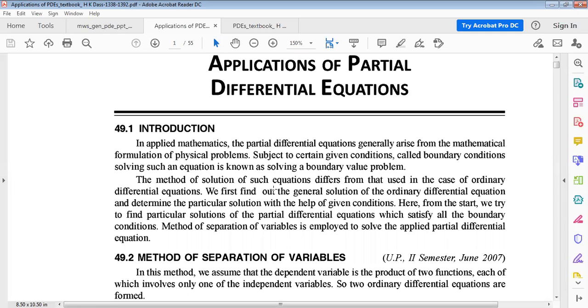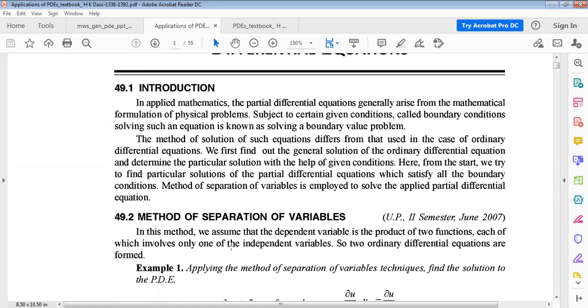The method of solving such equations differs from that used in the case of ordinary differential equations. In ordinary differential equations, we first find the general solution and determine the particular solution with the help of given conditions. Here, from the start, we try to find the particular solution of the partial differential equation which satisfies all the boundary conditions. So the method of separation of variables is employed here.